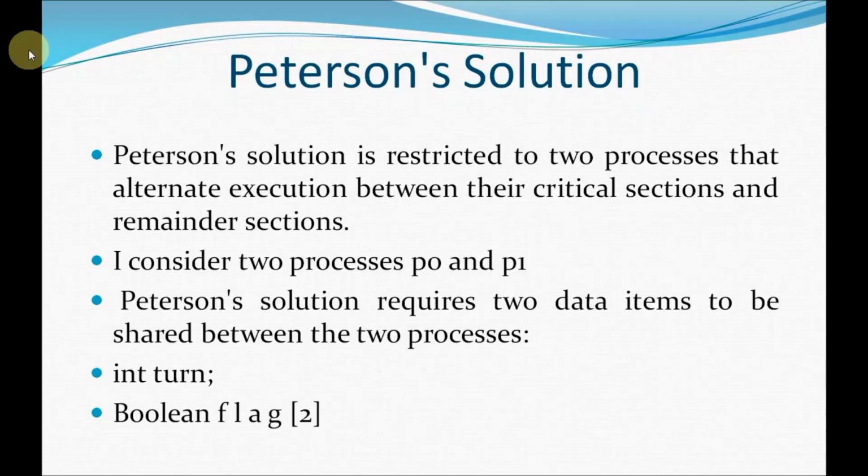Peterson's solution is restricted to two processes. Remember this, it is very important. Peterson's solution can be applied between only two processes. Getting, guys? I consider the two processes as P0 and P1. Peterson's solution uses two data items: one is turn and one is a boolean flag. Flag is an array that holds two values, that's why it's a boolean type.